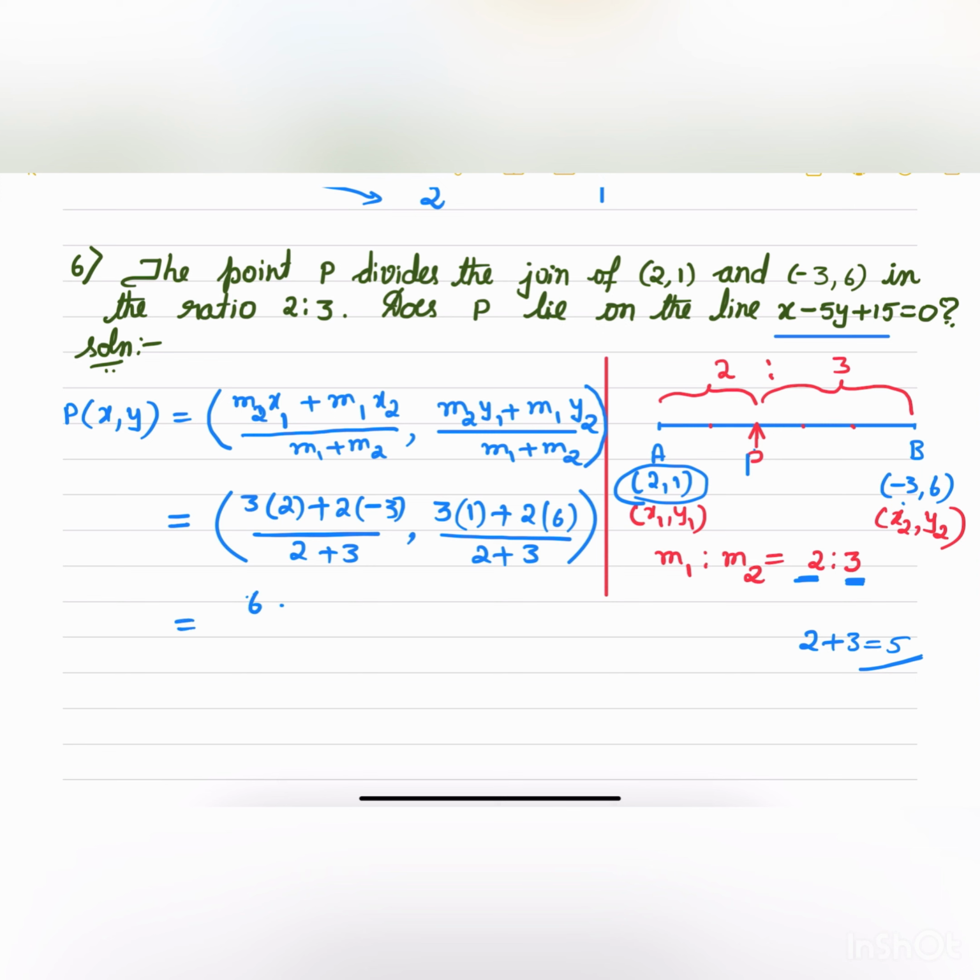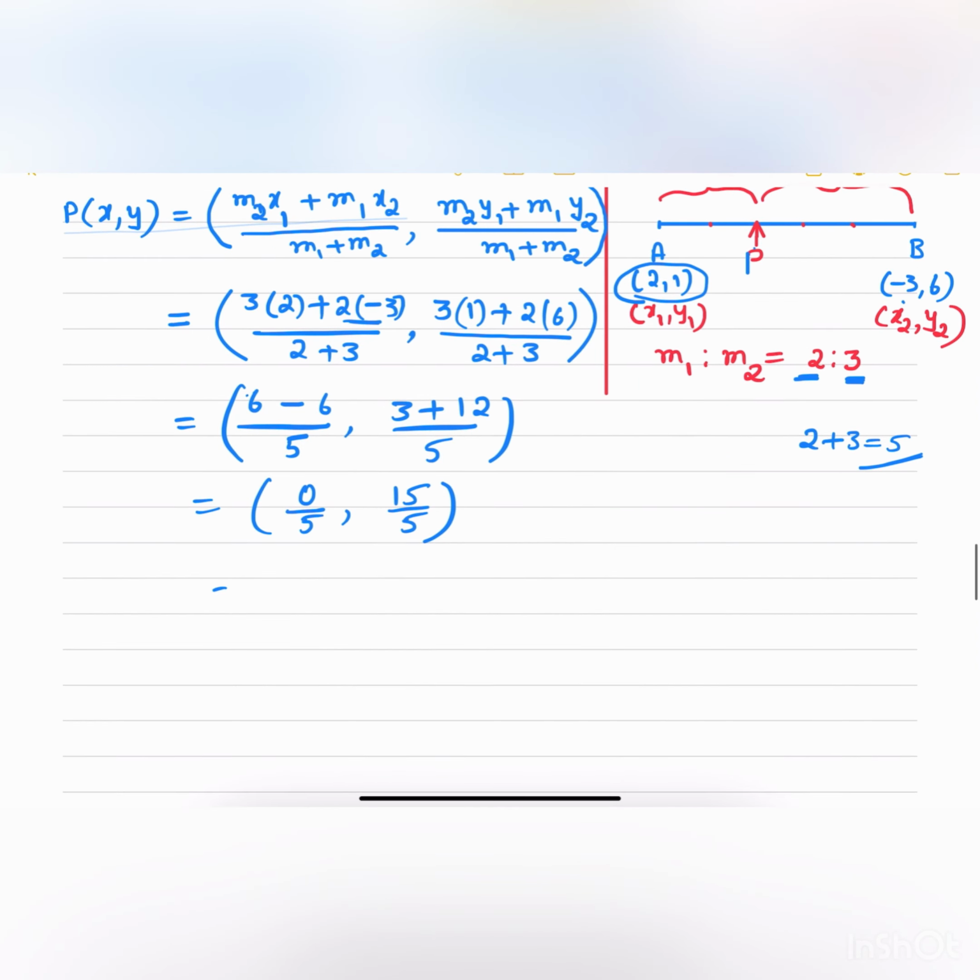2 3s are 6 minus 6, again 2 3s are 6 here, minus 6 divided by 5, comma 3 plus 6 2s are 12 divided by 5. So this is 0 by 5, comma 15 by 5. So 0 by 5 is nothing but 0, 15 by 5 is 3. So this is our point xy. So this point is equal to 0, comma 3, wherein x is 0 and y is 3.